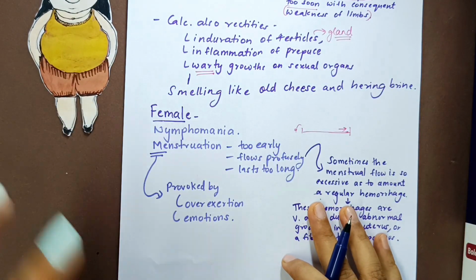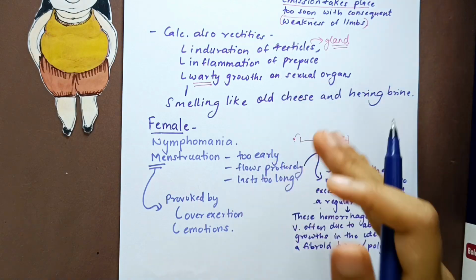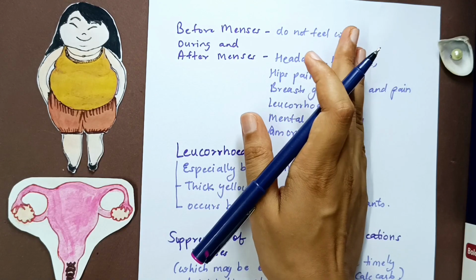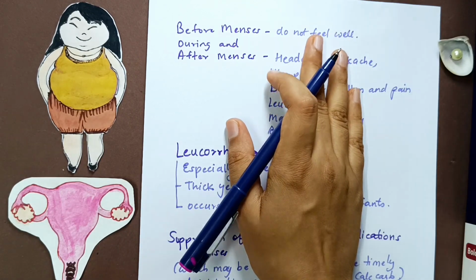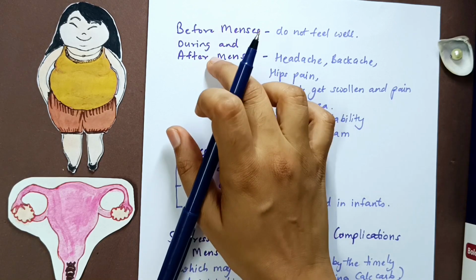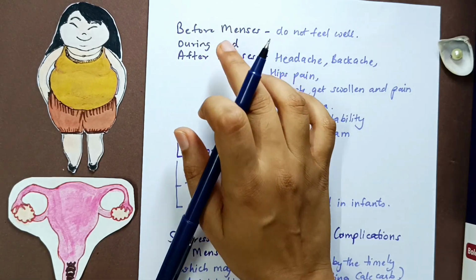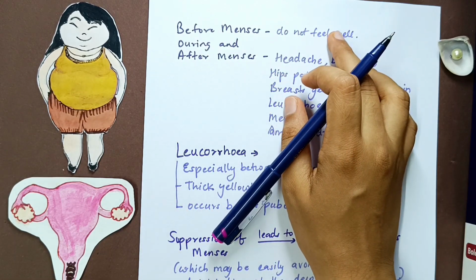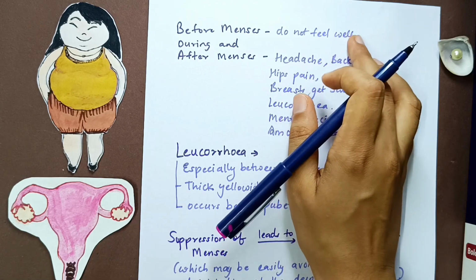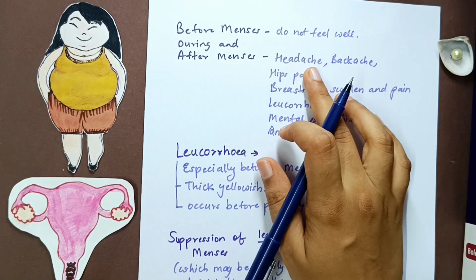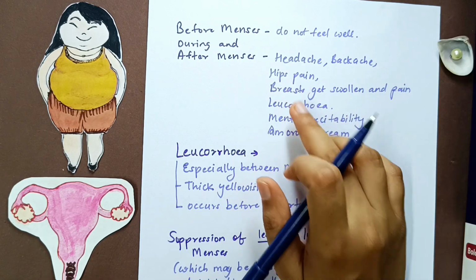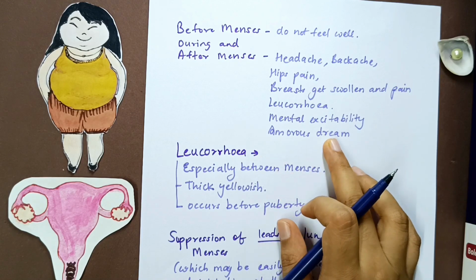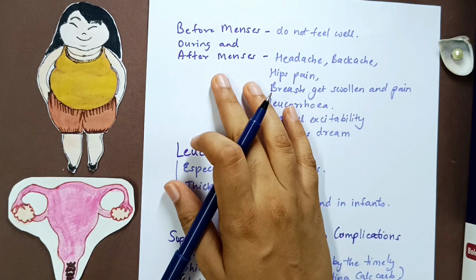Then going ahead to talk more about menstruation. Whenever you have a patient who comes to you for any menstruation related issues, the questions that you need to ask should always be what happens before, during, and after menses. Before menses, Calcarea does not feel well. Dr. N.M. Choudhuri does not emphasize a lot on what actually happens, but he says that they do not feel well. During and after menses, they have headache, backache, pain in the hips, their breasts get swollen and painful, there is leukorrhea, mental excitability, and amorous dreams. All these things can take place during and after menses.